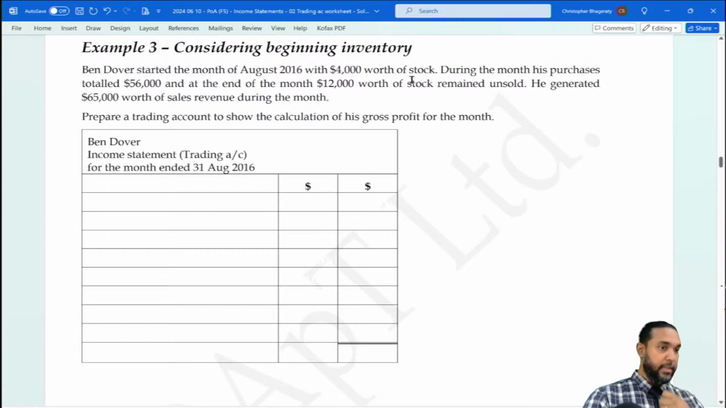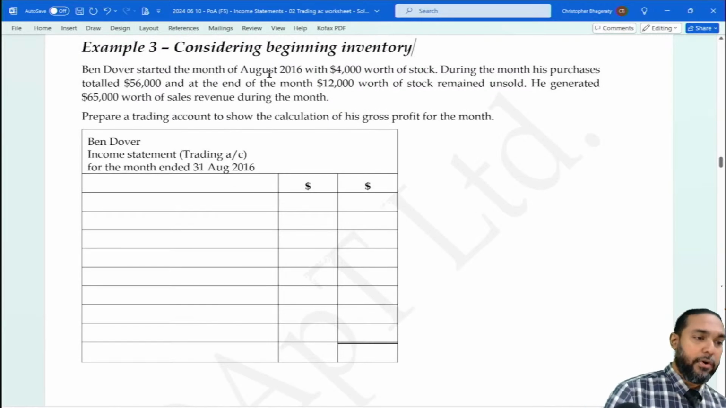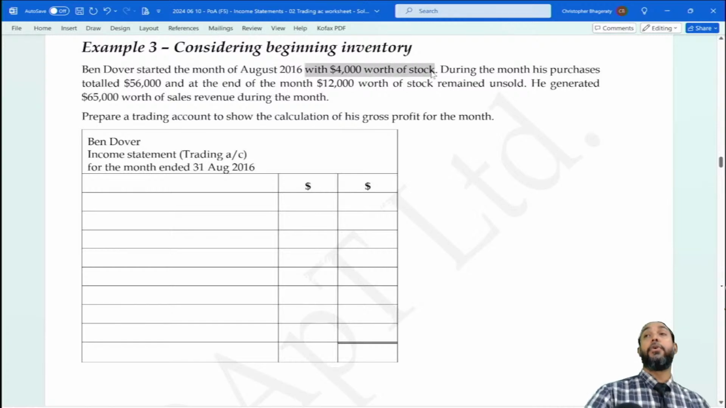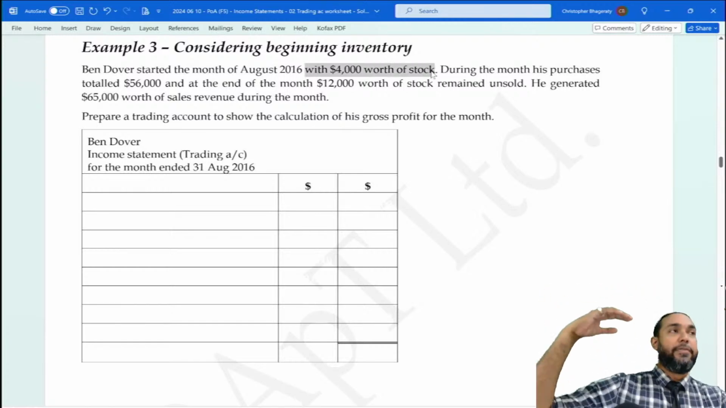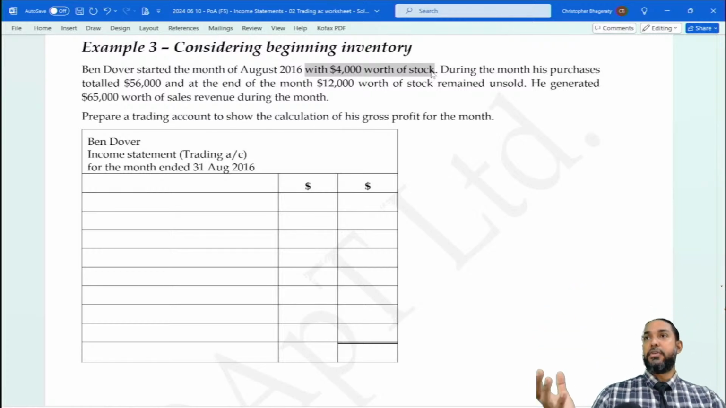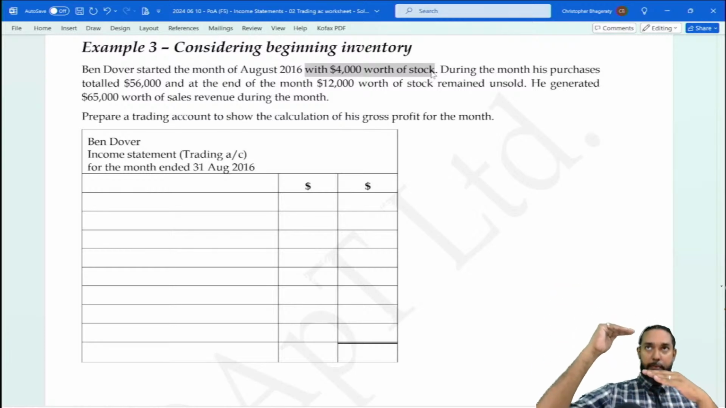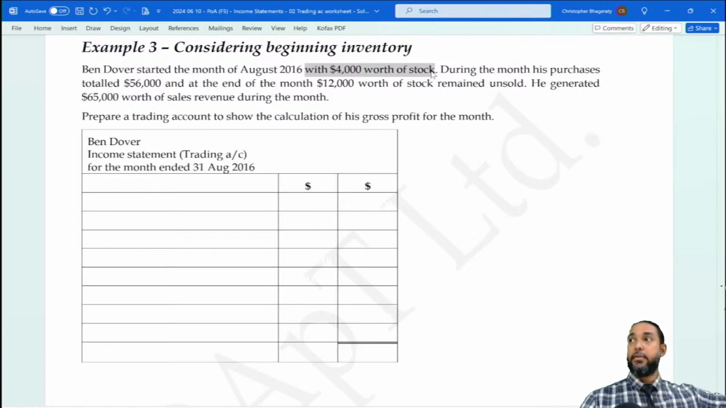Right, so Bendover started the month of August 2016 with 4,000 in stock. If you have stock left at the end of one day, you'll try and sell it the next day. So the closing stock from one period becomes the opening stock for the next period.